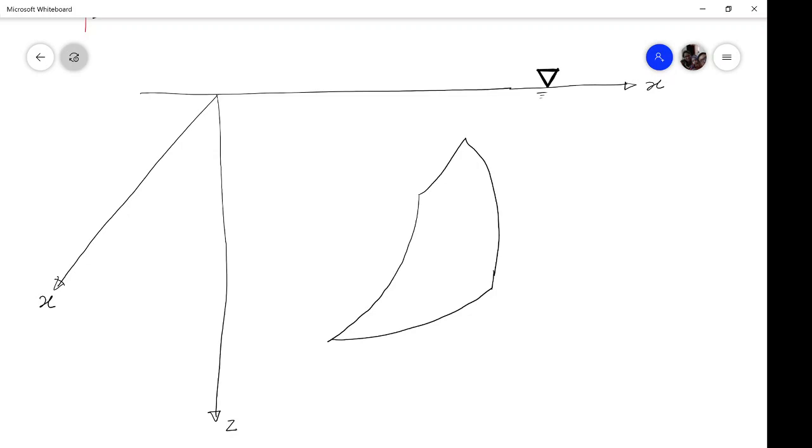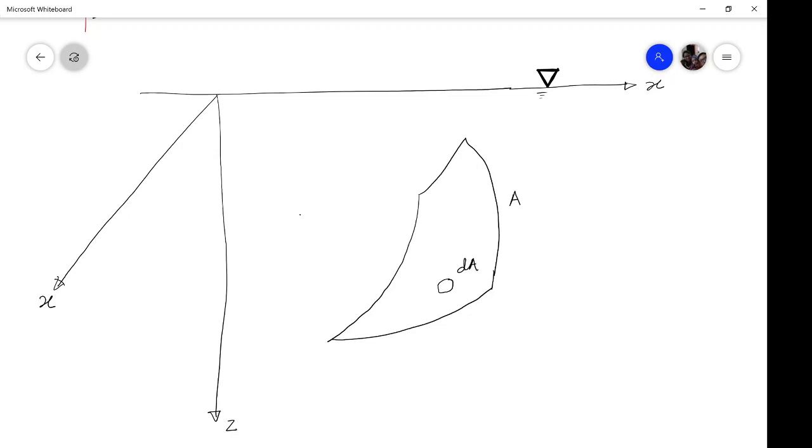Now, to find the hydrostatic pressure force acting on this particular surface, we have to resolve the forces in all the possible directions. What we do is assume an elemental area on this surface. Let us say this elemental area is dA. The total area is A. One more thing: assume that the water or the fluid is on the left side of the surface.